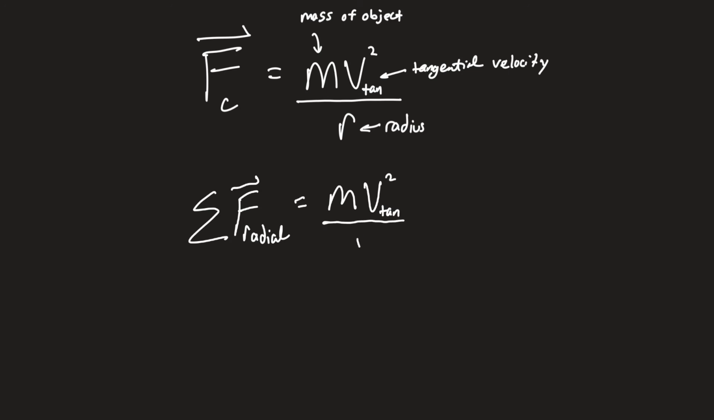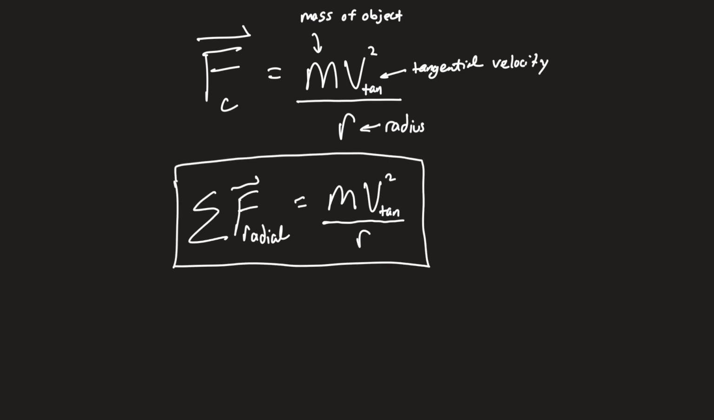A lot of times you'll see this tan left off there because it's implied from the context, but we'll leave it on here for this video. And there you have it. This is Newton's second law for uniform circular motion. And this will allow us to solve a bunch of problems where we have an object going around in a circle. It has some tangential velocity, a radius r, and then we can apply that. So we'll do an example and see how this can be applied.